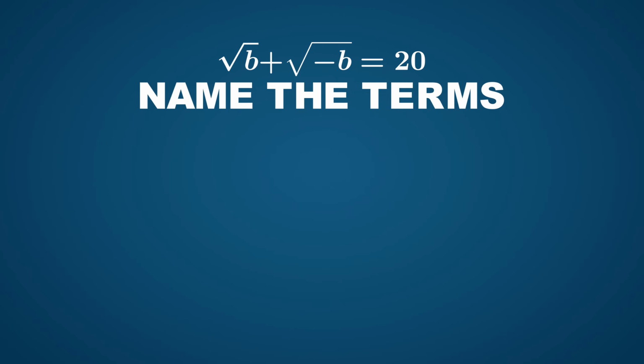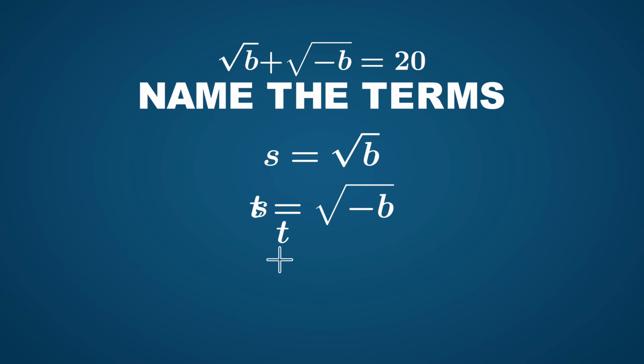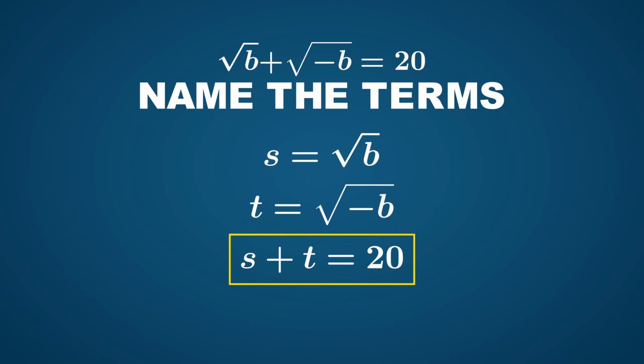To keep the writing clean, let's give the two terms names. Call the first square root s, and the second square root t. So s is the square root of b, t is the square root of negative b, and our equation says s plus t equals 20.